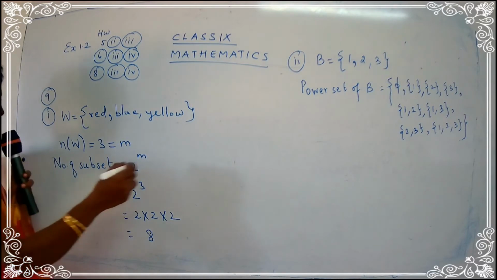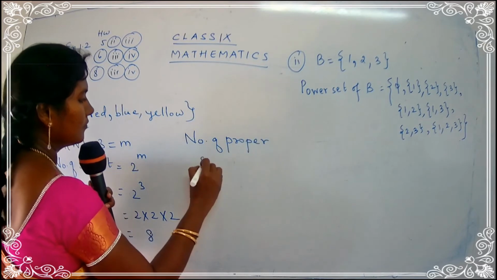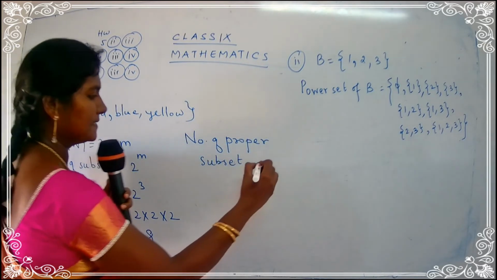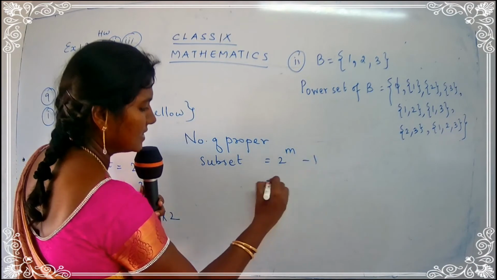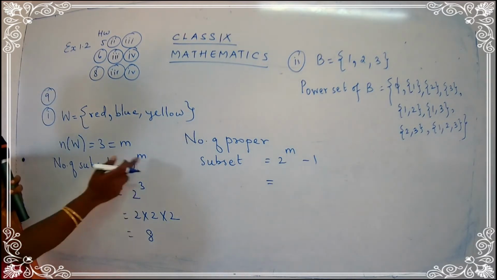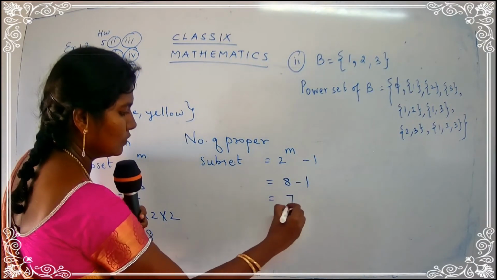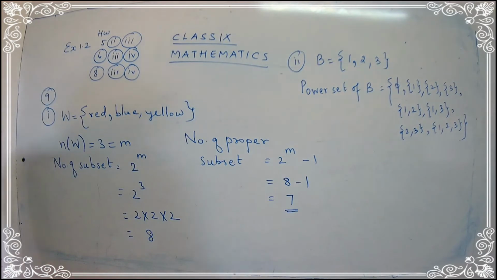You are going to find the number of proper subsets. So number of proper subsets is equal to 2 raised to m minus 1. Remember the formula for proper subset? 2 raised to m minus 1. So what is the value for 2 raised to m, children? We have already found the value for 2 raised to m, yes? That is 8. So 8 minus 1 is equal to 7. So we have found the value for subsets, and also we have found the value for proper subsets.